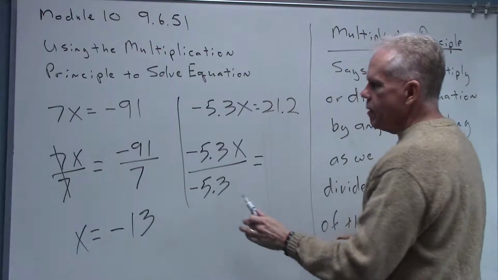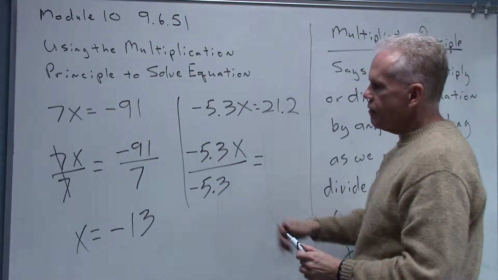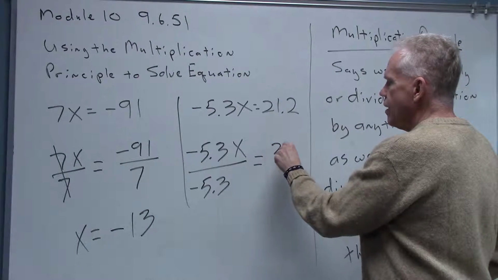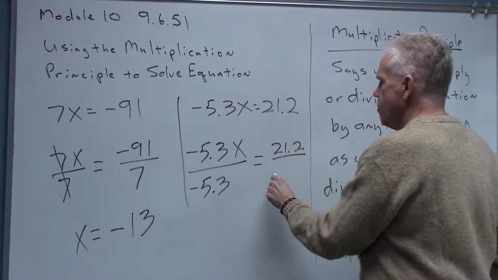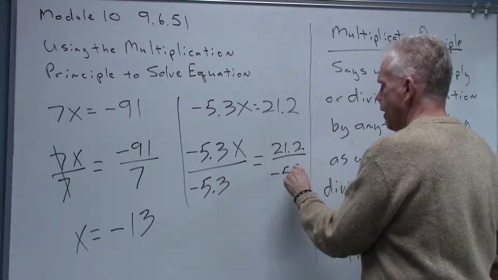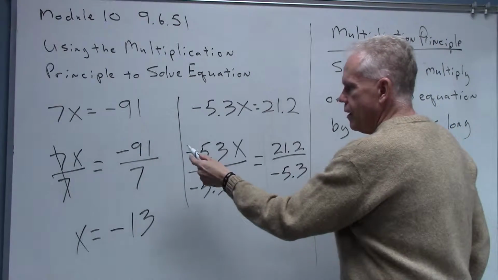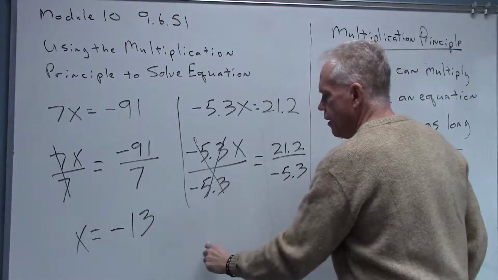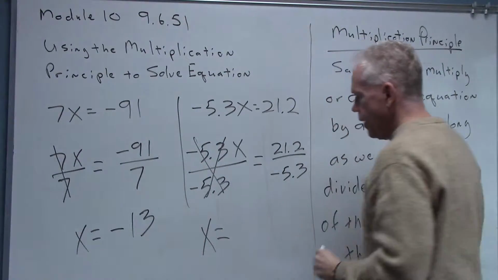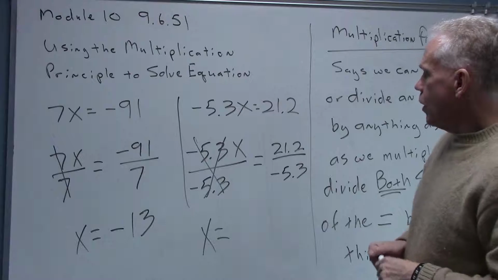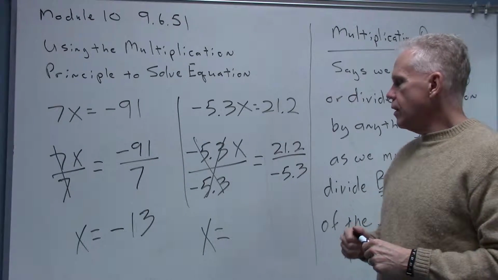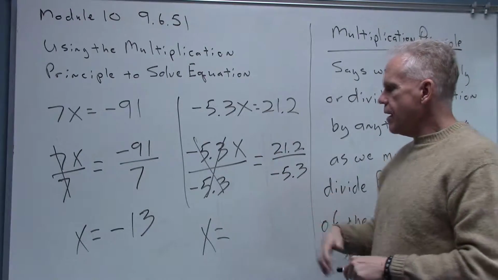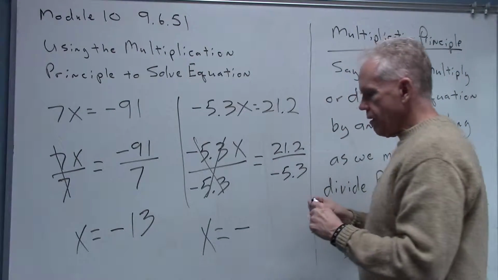Remember, I can divide this left side by negative 5.3 as long as I take my 21.2 over here and also divide it by negative 5.3. So negative 5.3 is canceling out here. X is now by itself. Now my work is 21.2 divided by a negative 5.3. I do know a positive number divided by a negative number gives me a negative answer.